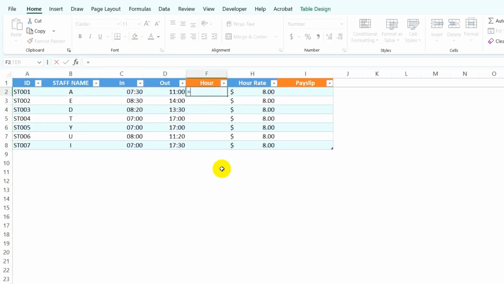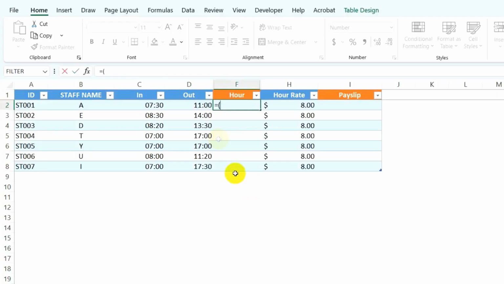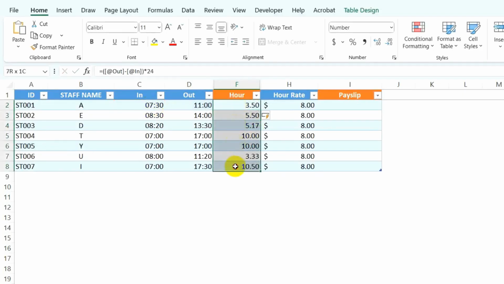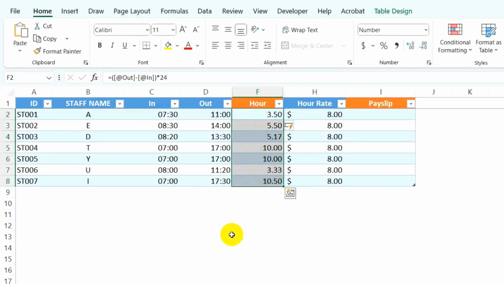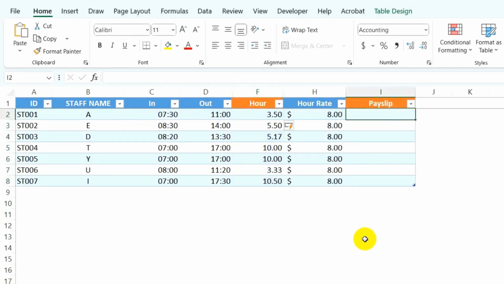Click on this cell and press equals and open parentheses. Next, click on time out and minus time in. Close parentheses and multiply 24. Next, close parentheses and enter. This is the result, the hours of staff working.